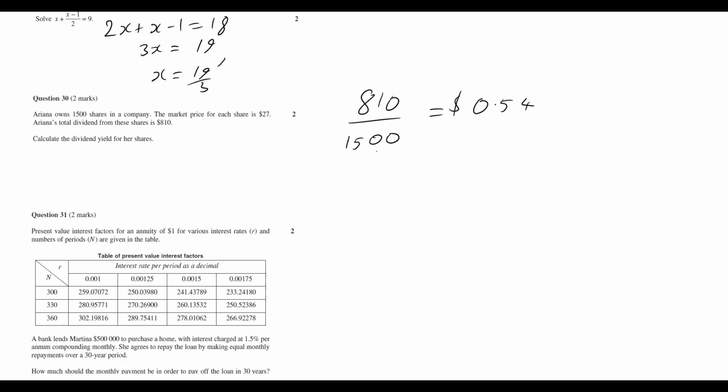Okay, so now to actually calculate that dividend yield, it's going to be, as I said earlier, equal to the amount of dividend per share divided by the price of the share. So we'll get 0.54 over 27, since it costs $27. And we'll times that by 100, so that we can make sure that it's in percent. And we get a dividend yield of 2%. And that's our answer there.